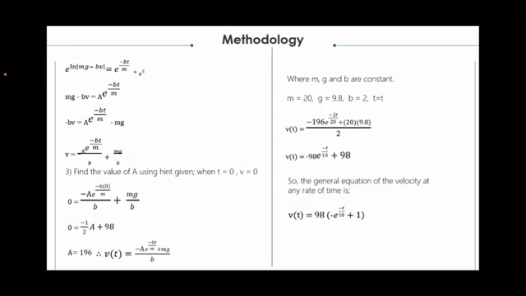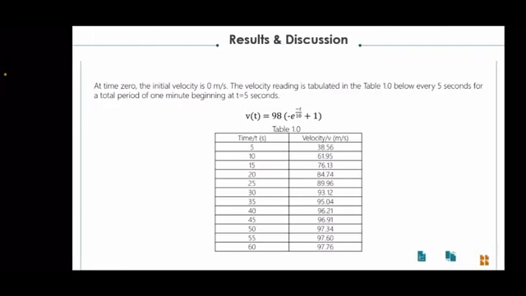The third step is to use the hint in the question, which is t equals 0 and v equals 0, to find the constant A. Then we substitute the constant values of m, g and b into the new equation. After that, we have obtained the general equation which is used to calculate velocity at any point in time. Next, we move to results and discussion.